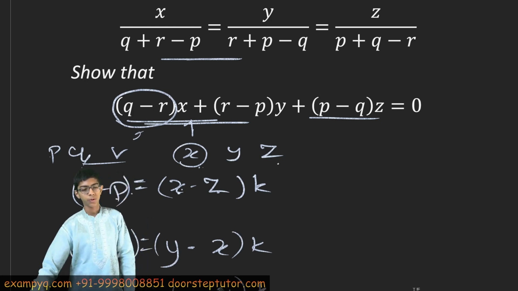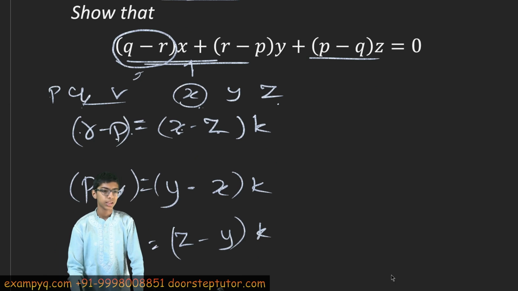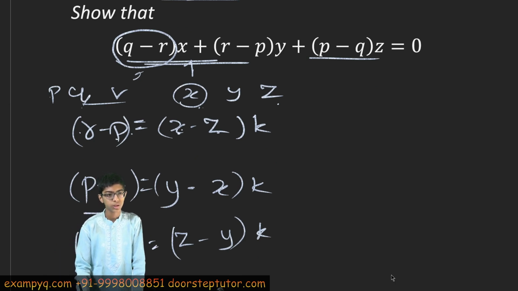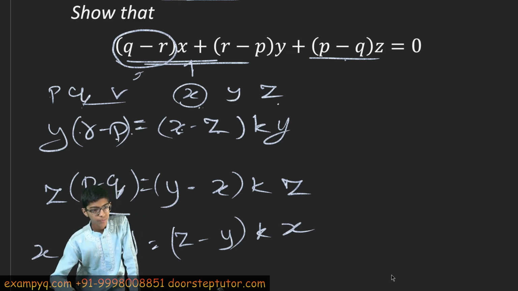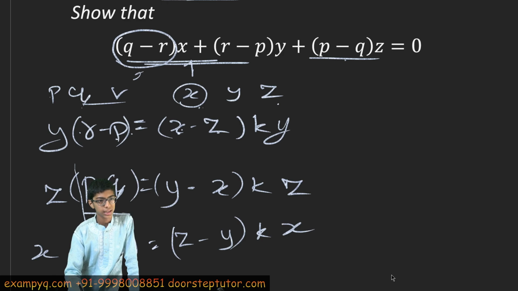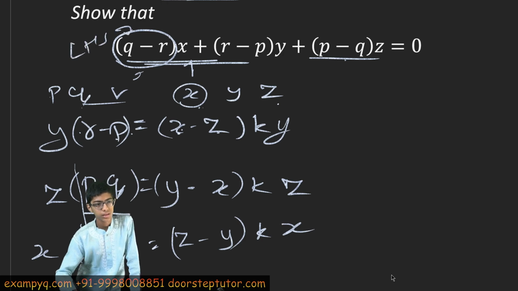Now what we have to do is multiply each of them by the respective terms. So for p minus q we need z, so we will multiply by z. Now for r minus p we require y. Consequently for q minus r we would require x. Now we will add these all and sum up the LHS.